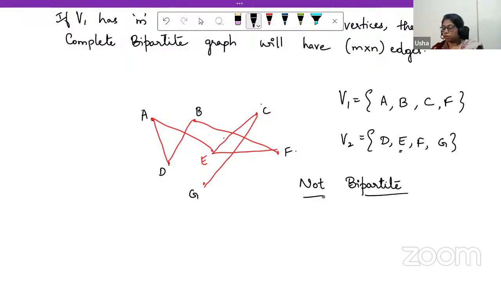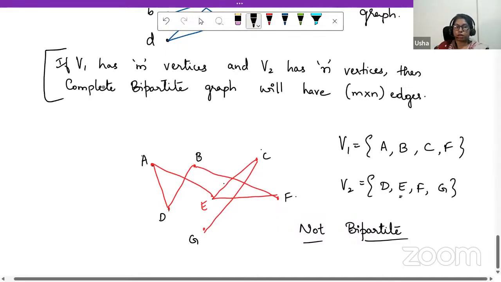Is it clear? No, no, see, this is not complete. Complete is where every vertex is connected with every other vertex. I think you're asking about this. This is only for complete bipartite.